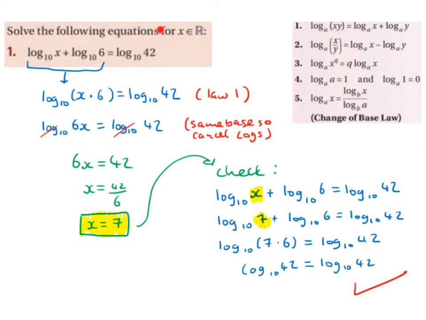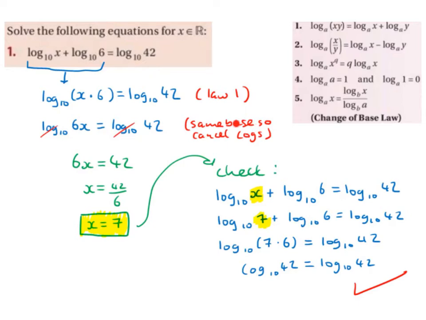Solve the following equations for x as an element of the real numbers. Log base 10 x plus log base 10 6 is equal to log base 10 42. We're going to use law 1 of logs to change log base 10 x plus log base 10 6 into log base 10 x multiplied by 6. X multiplied by 6 is going to be 6x, so we end up with log base 10 6x on the left of the equal sign and log base 10 42 on the right of the equal sign.